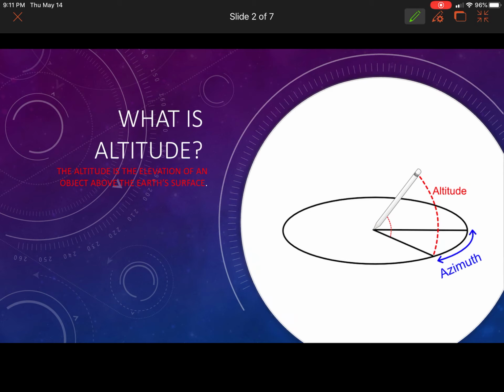So first of all, on your sheet, there's nowhere that actually defines altitude, so you're going to have to add this in. Just put it at the top. The notes that we're using right now are the ones that say using your hand to predict altitude. Right at the top somewhere, I want you to write down the definition of altitude. The altitude is the elevation of an object above the Earth's surface. This diagram here shows it. And don't worry about azimuth, we'll talk about that after.